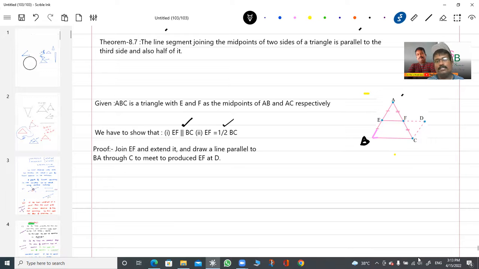So first, join E and F and extend it to D. Then draw a line parallel to BA through C, which is going to meet D. And EF is extended till D.